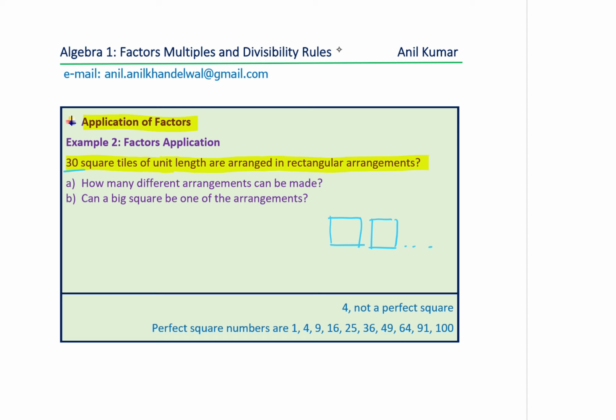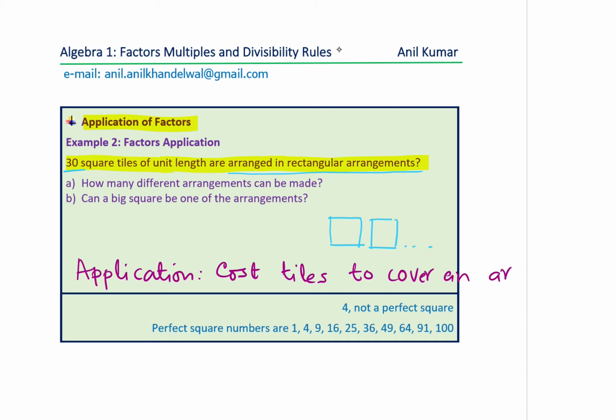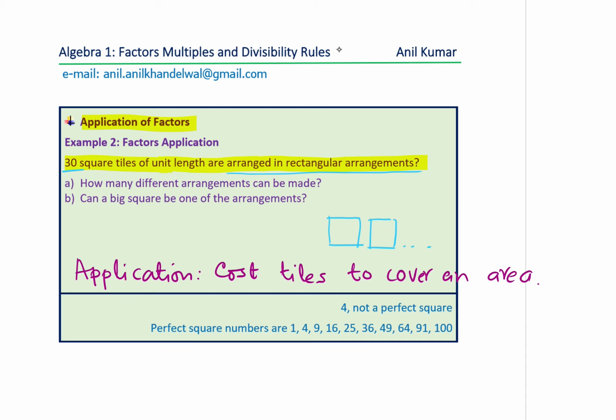Now the question is, how many different arrangements can be made? And we are looking for rectangular arrangements, right? We'll assume that the length and width of each tile is just 1 unit, so it becomes easy to calculate some numbers in which we may be interested, for example, the cost of the tiles to cover a particular area. That becomes the direct application. So then you can explore this: knowing the cost of one tile and 30 tiles, multiply them, and you know the cost of the tiles.